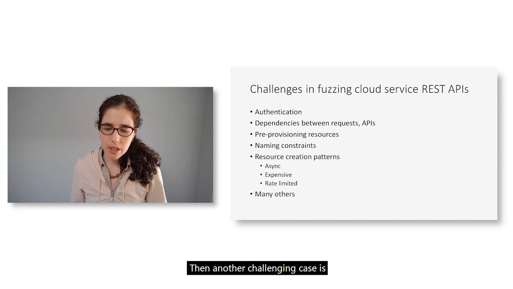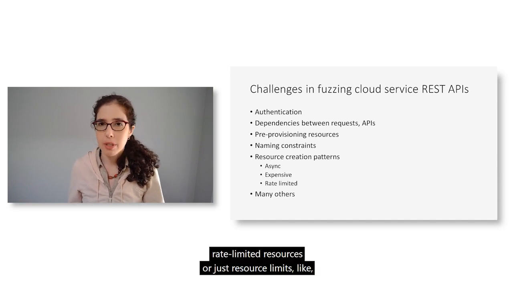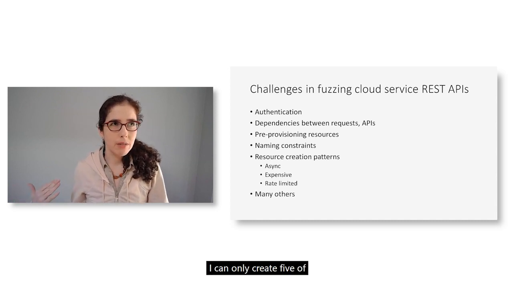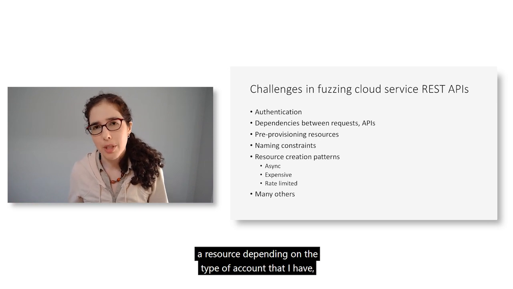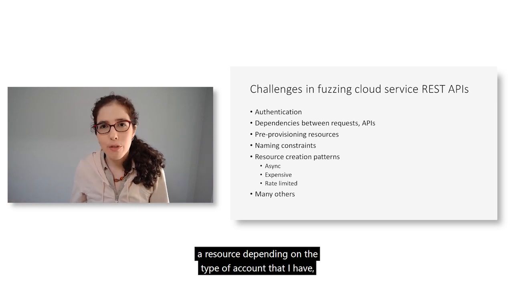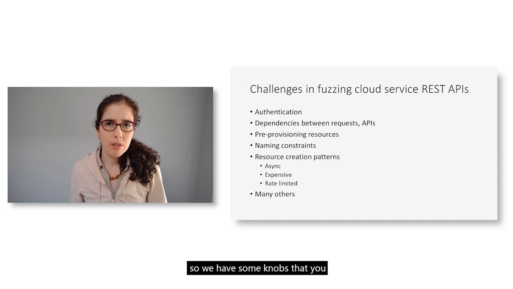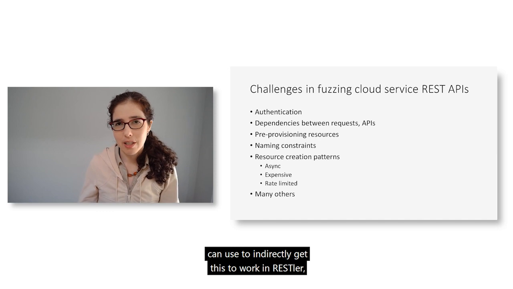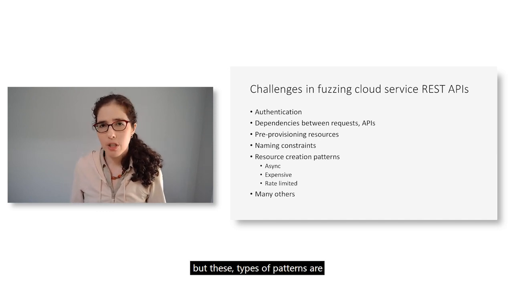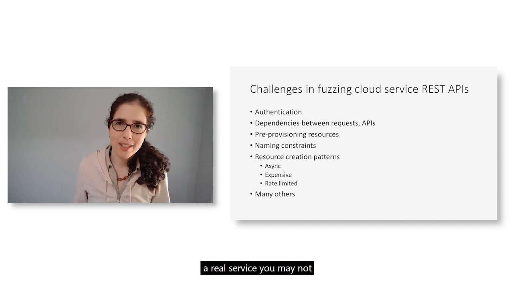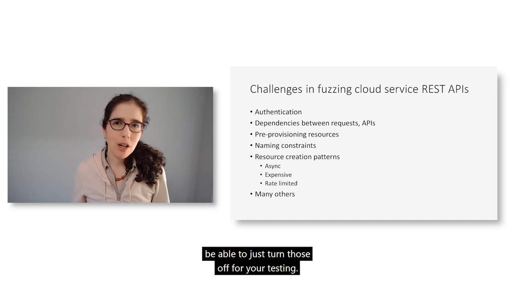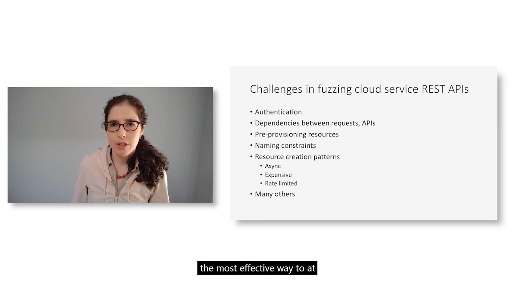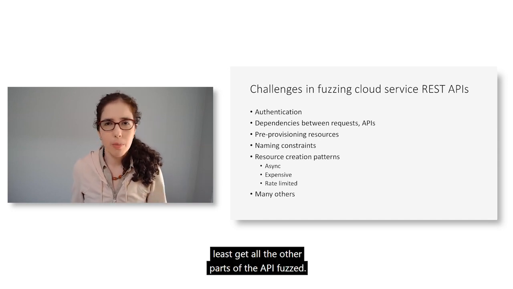And then another challenging case is rate limited resources, or just resource limits, like I can only create 5 of a resource depending on the type of account that I have. So we have some knobs that you can use to indirectly get this to work in RESTler. But these type of patterns are often difficult to deal with, and with a real service, you may not be able to just turn those off for your testing, but if you can, that would be really the most effective way to at least get all the other parts of the API fuzzed.